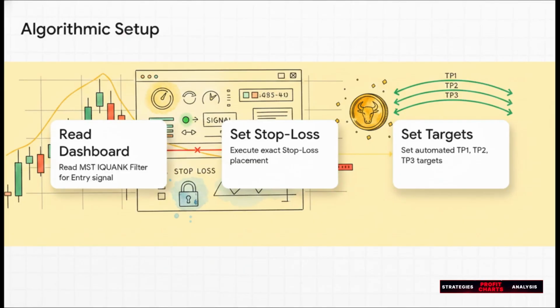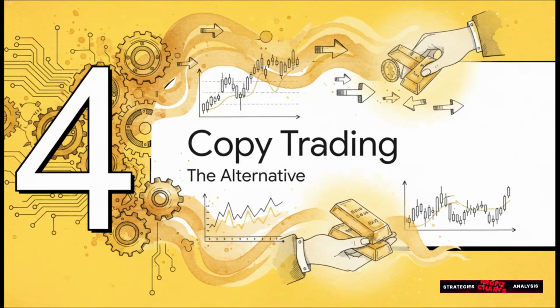These algorithmic tools manage the chart step by step. Take a highly optimized script like the MST iQuank algorithm, for example. It reads a filtered dashboard to give you a precise entry signal. It instantly calculates the exact stop-loss placement and then automatically sets scaled take-profit targets, TP1, TP2, and TP3. The algorithm visually manages the entire life cycle of the trade right on your screen, keeping your messy human psychology completely out of it.